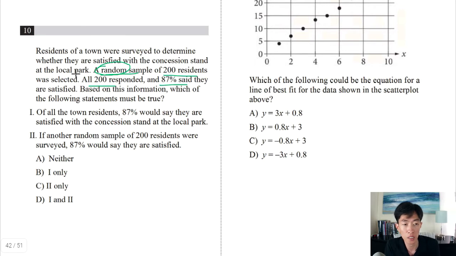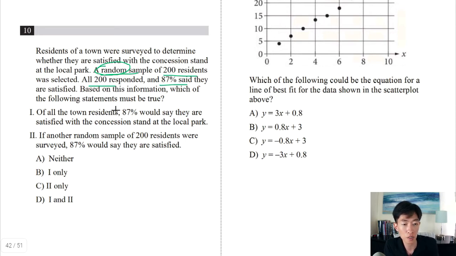If, on the other hand, we were talking about a sample of people who were standing at the concession stand, that would suggest that it's not a random sample, because logically you would think the people standing at the concession stand are probably more satisfied, which might be why they're there, versus people who might have gone there in the past and are now no longer going. So just keep that in mind. And so let's go through the choices.